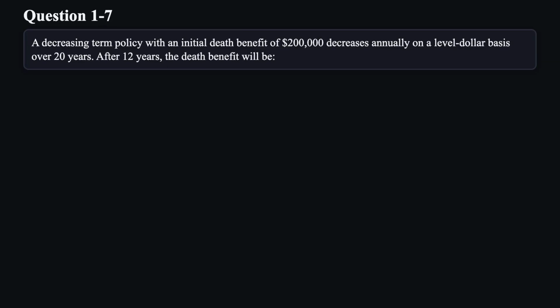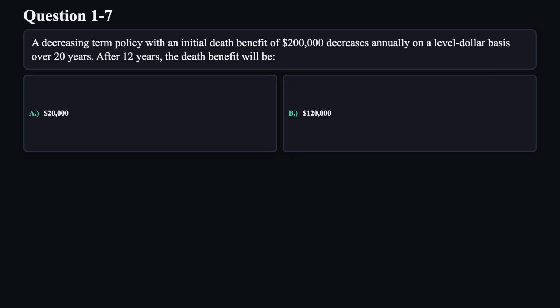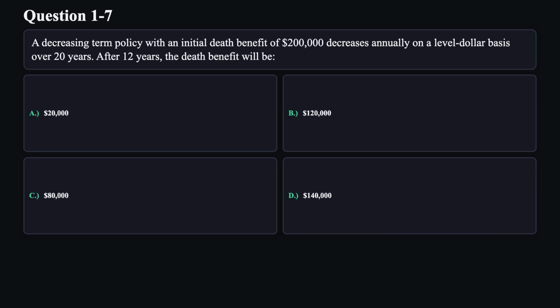Question 7. A decreasing term policy with an initial death benefit of $200,000 decreases annually on a level dollar basis over 20 years. After 12 years, the death benefit will be A. $20,000, B. $120,000, C. $80,000, D. $140,000.